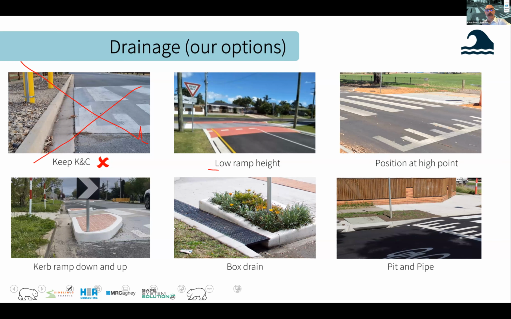Okay, you can go low ramp height to move your water over it, essentially. You can position your crossing at a high point. Now, you're balancing off there because if it's not on pedestrian desire line, there's no point having a crossing. But if you happen to be able to do all of that nicely, that water can flow either way, you're in a winning position. Then you can curb down and back up, and you want to transition that over a distance in order for people on gophers and wheelchairs and the like to be able to navigate over that. And you keep your curb and channel there. Box drains, and then of course the pit and pipe, so get the water down and go through.